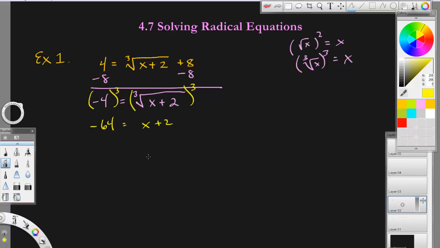And on the right, all this would pop out, and the only thing that would be left is just x plus 2, which is easy sauce, right? That's a big bowl of easy sauce right there, because I just subtract 2. -66 equals x. Final answer. So x equals -66.